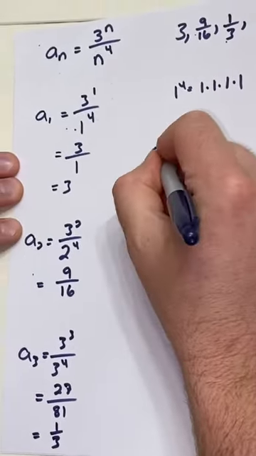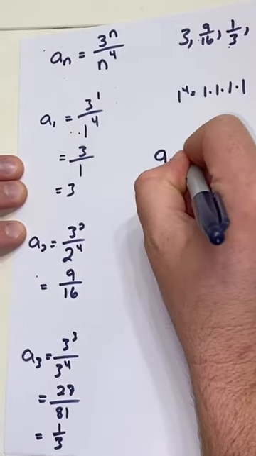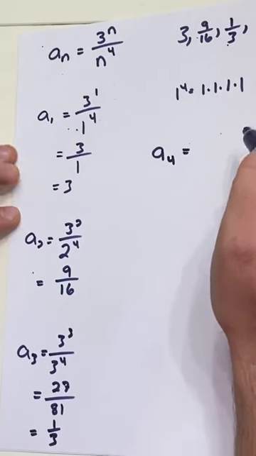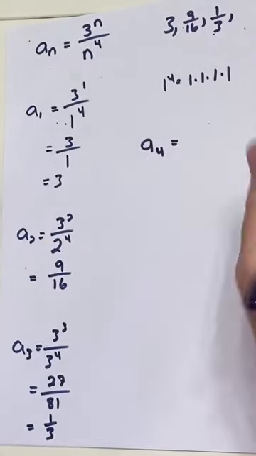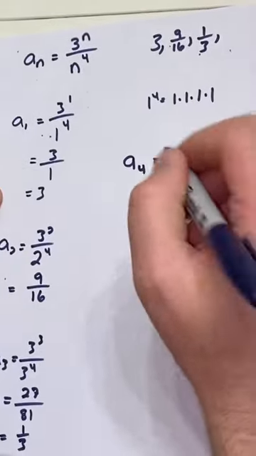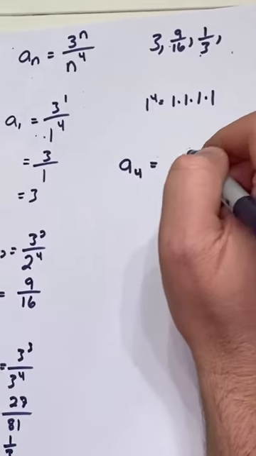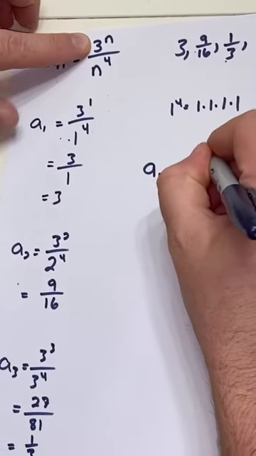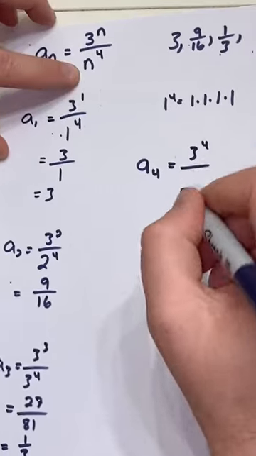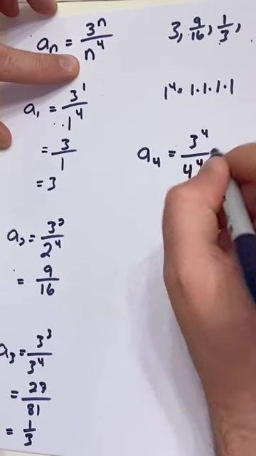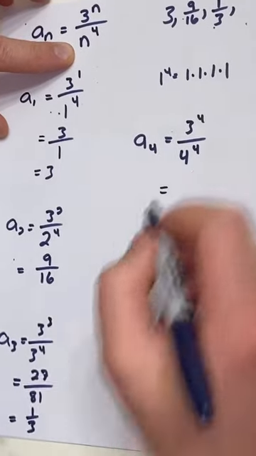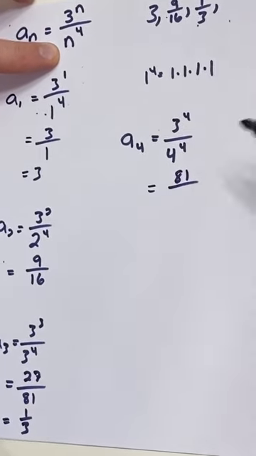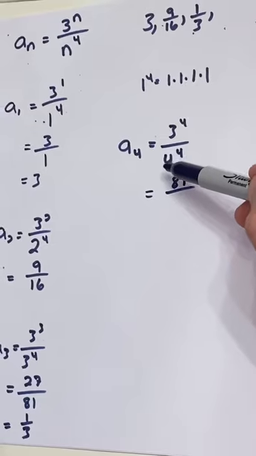So now we're going to go 4. Sorry, you might hear me saying our language here is f of x. Maybe this is sequences like I was saying earlier. So now I'm going to go 3 to the power of 4 over 4 to the power of 4. So 3 to the power of 4, we already did that down here. That was 81. Over 4 times 4 is 16.